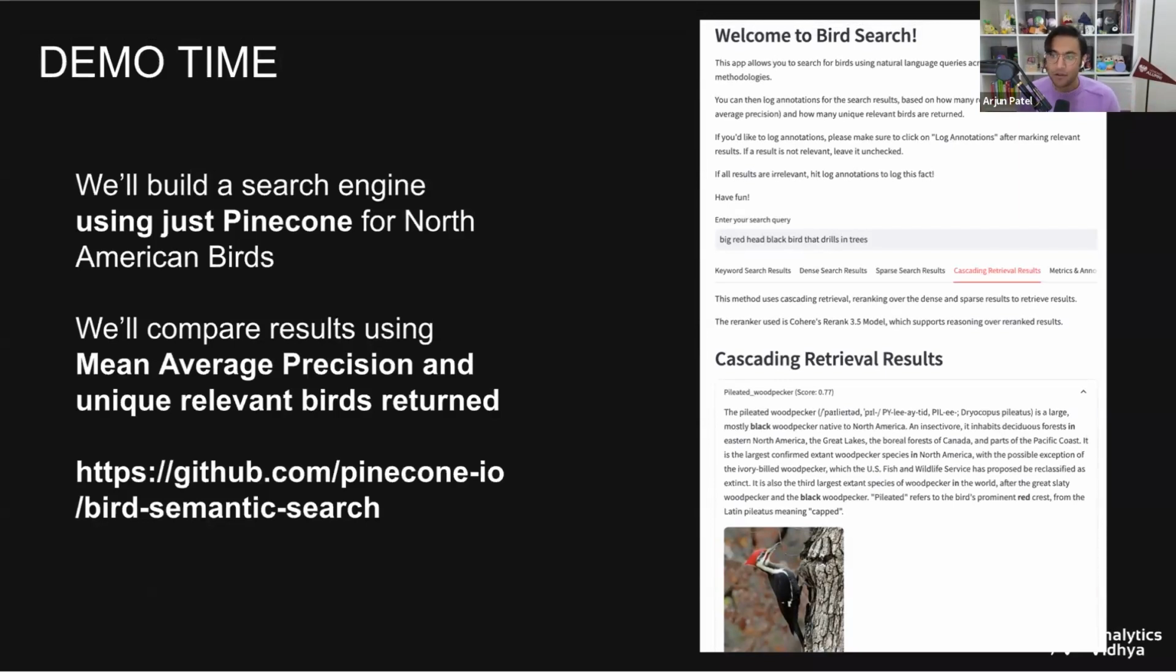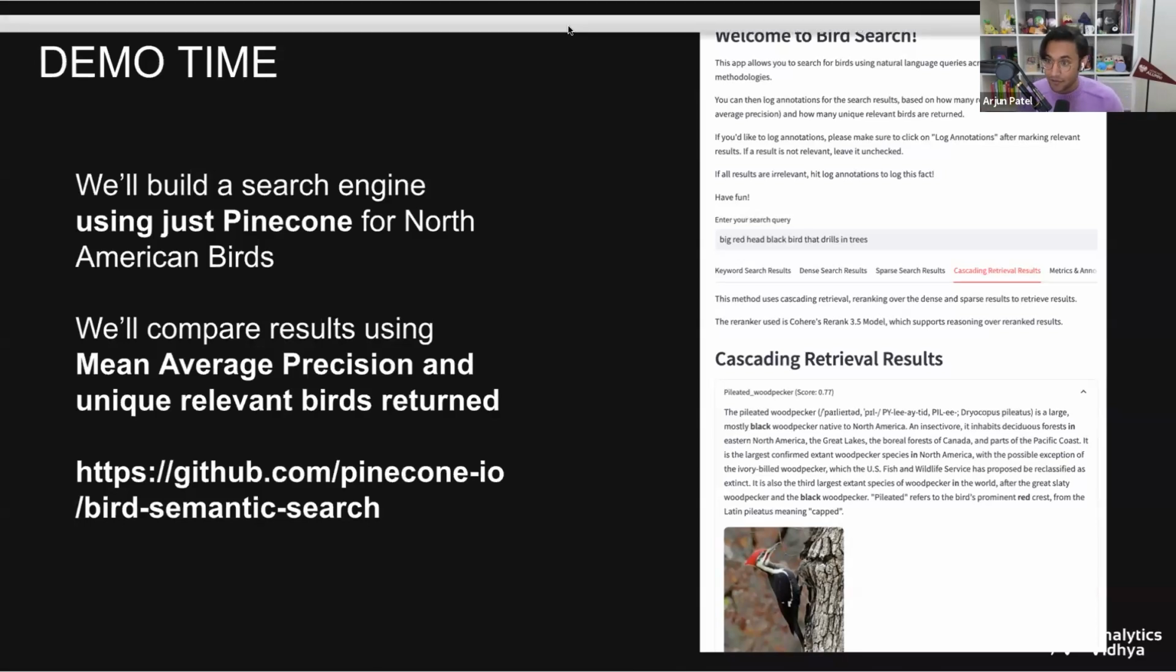We'll compare how good these results are using mean average position and unique relevant birds returned. Mean average position sounds a lot scarier than it actually is. It's just a representation of how relevant each result is and in what order those results appear in our returned results. And of course, unique relevant birds is just how many of those results are relevant and how many different relevant birds we returned.